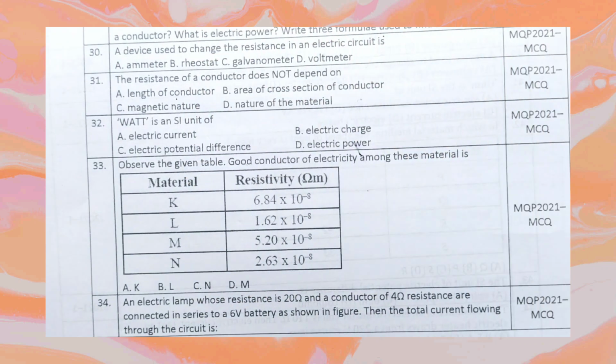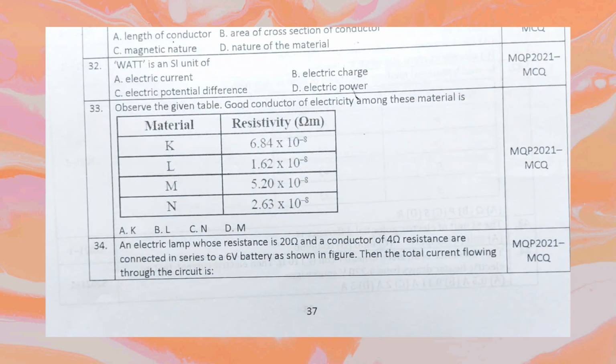So let us move to the 34th question. An electric lamp whose resistance is 20 ohm and a conductor of 4 ohm resistor are connected in series to a 6 volt battery as shown in the figure. Then the total current flowing through the circuit is.